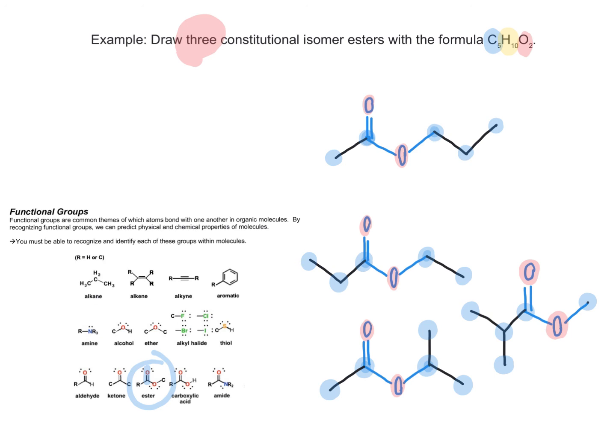So with this problem-solving session, you should now be comfortable with applying the term constitutional isomer to a variety of different functional groups, including any of the functional groups listed here on this chart from chapter 12, and applying those toward problems where you're given a molecular formula and asked to draw a certain number of constitutional isomers that fulfill those criteria listed in terms of the functional group and in terms of the formula.